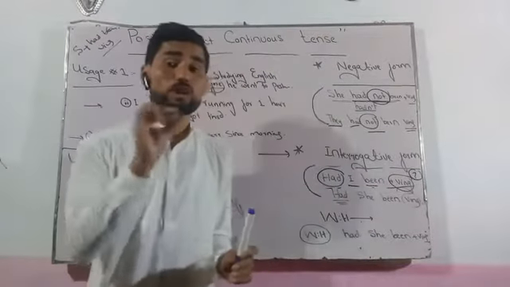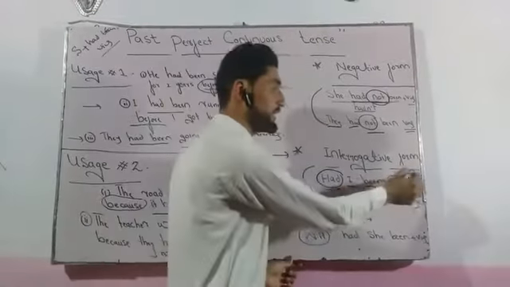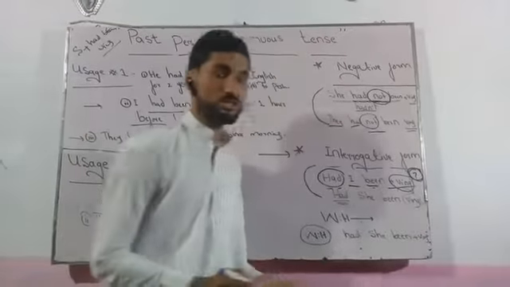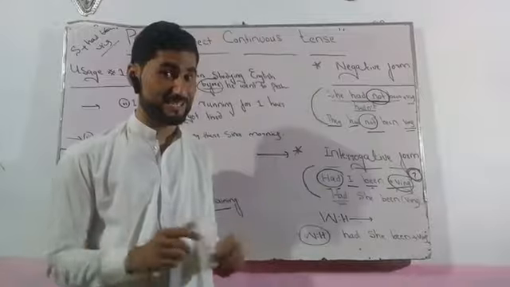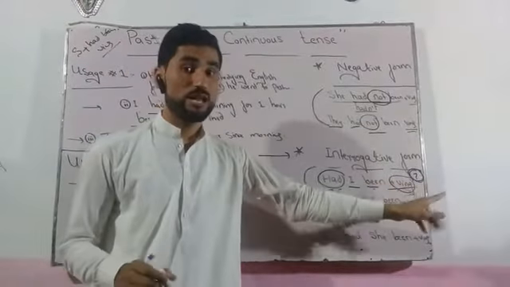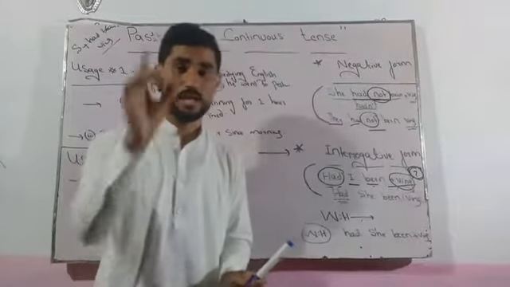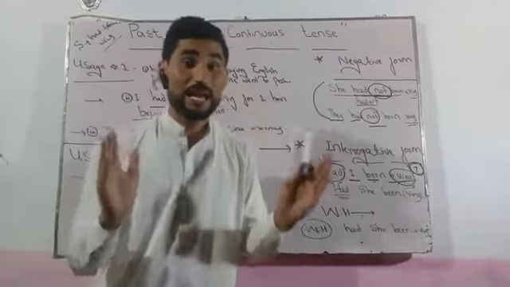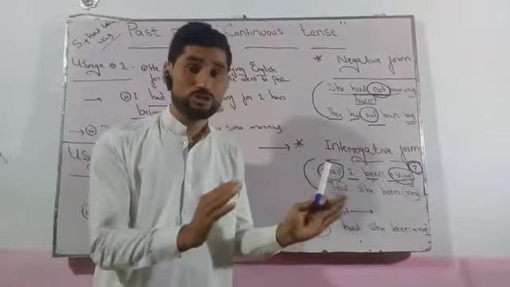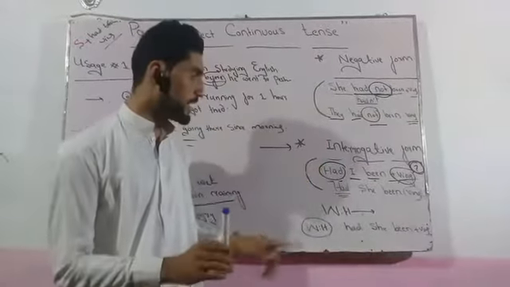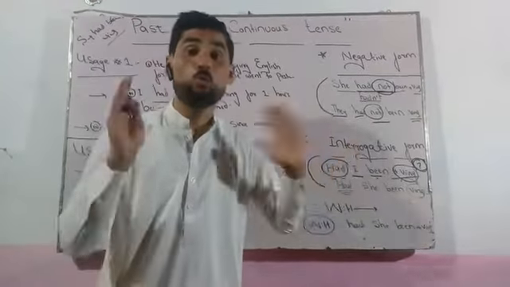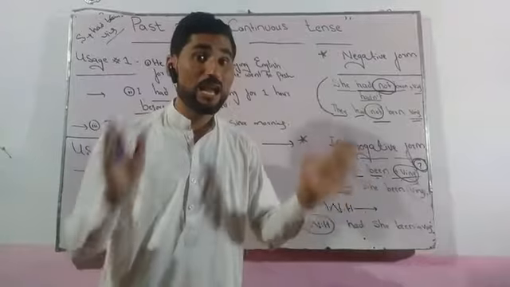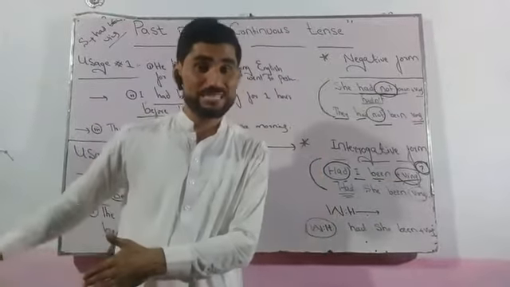At the end of all interrogative sentences, you don't have to forget the sign of interrogation. You must put the sign of interrogation at the end of all interrogative sentences. Had I been going there? Had I been learning English? Okay? Had she been cooking the meal? Had she been washing the clothes for some days? Had she been washing the clothes since morning?